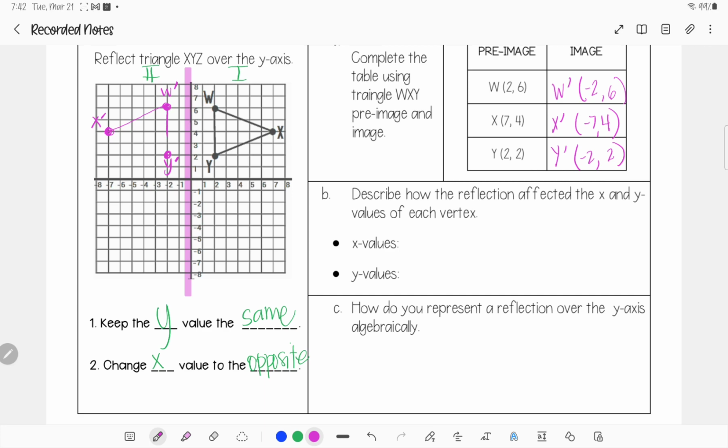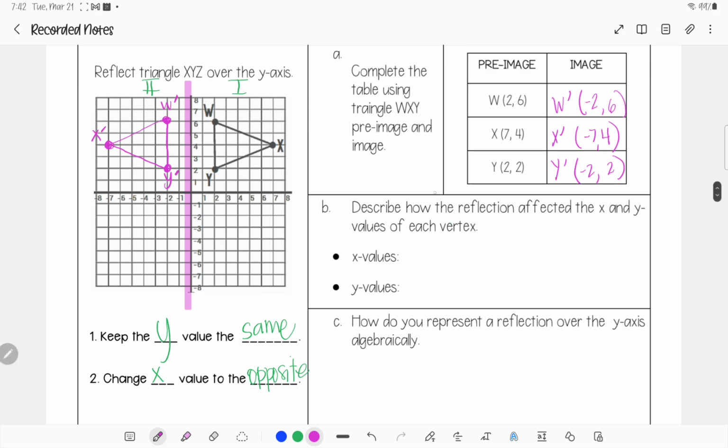Again, you have that mirror image. Looks exactly the same, just in the other quadrant. So on this one, describe what happened. Well, our x values became opposite. So it changed to the opposite. But our y value stayed the same.